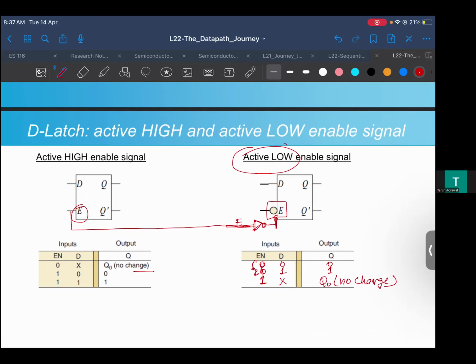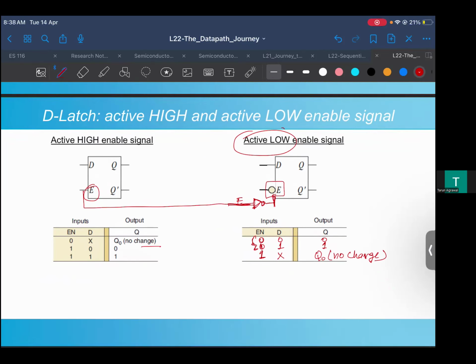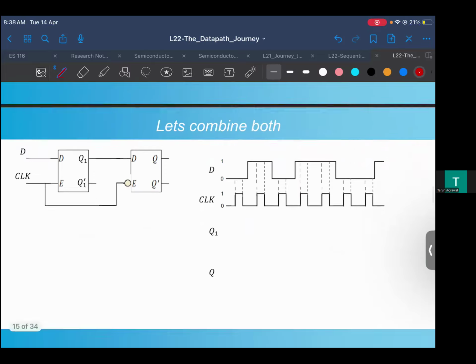Now the question is, using these two different kinds of enable, because one is enabling when en is 1, this is the active high, and when en is 0 the other is enabling, is there a possibility that by combining them I can design an edge triggered or edge sensitive device? And that is what we do in the next solution.